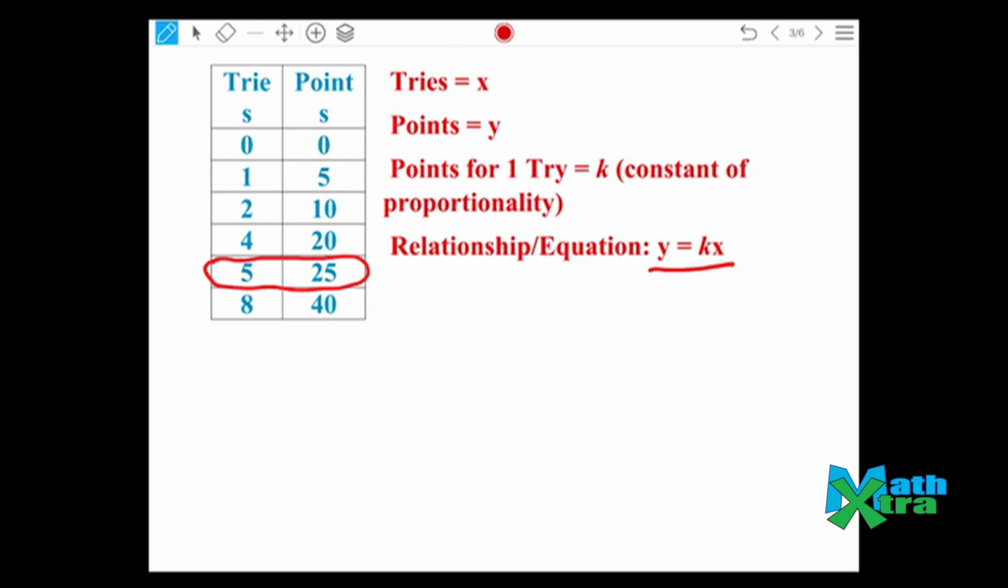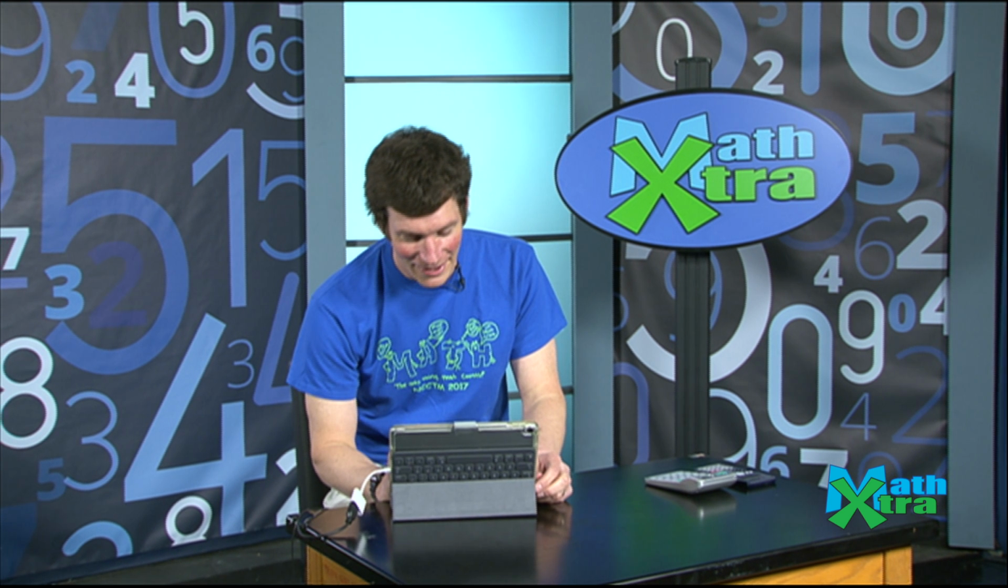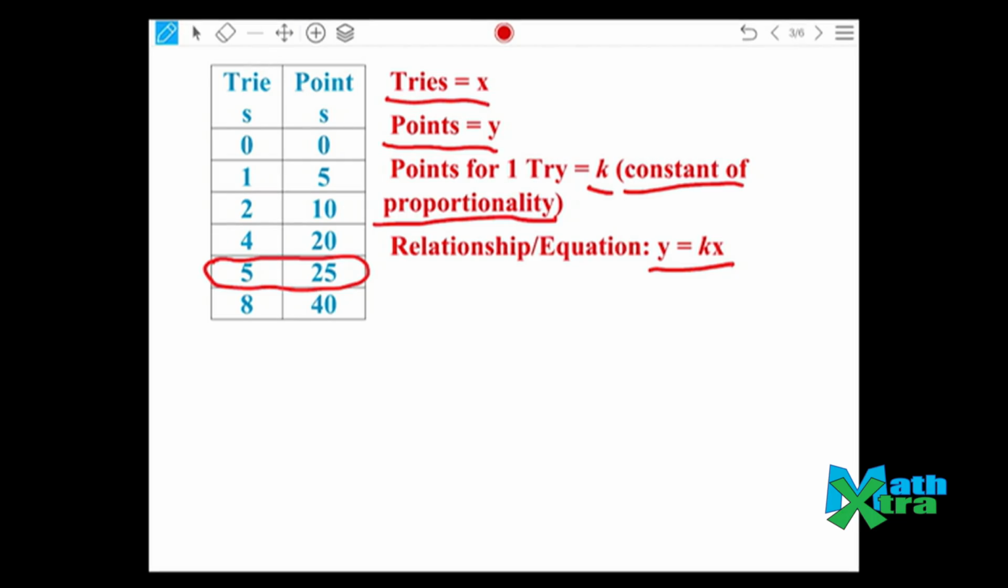The x and the y represent those values in the relationship, the tries or the points. K is what's called the constant of proportionality. Can everyone say that? Constant of proportionality. And that k is going to be the same for the equation the whole time.